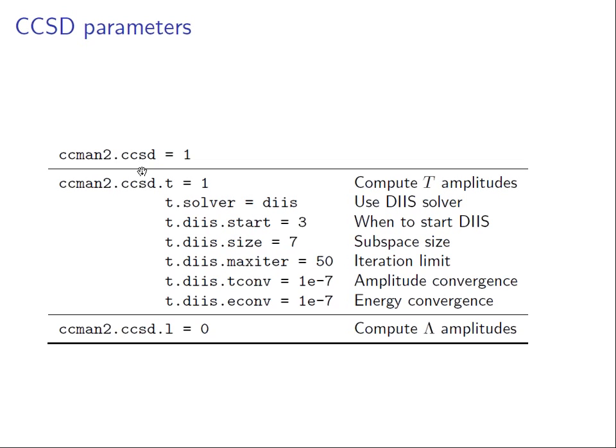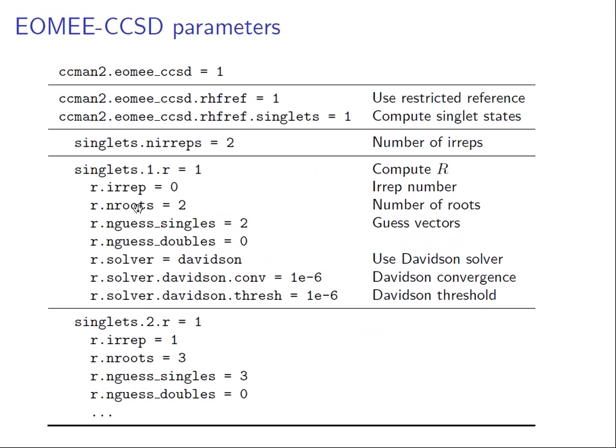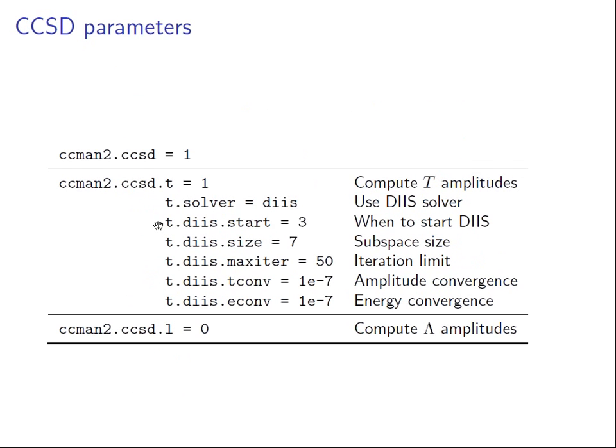One computes T amplitudes, another computes lambda amplitudes. There's another module that computes the parenthesis T correction, and so on. In this particular example, we have a 1 for T, so we ask for the module to compute the T amplitudes. And then we specify some parameters. The solver, we want to use DIIS. Then some parameters of the DIIS procedure, how we want to work with the subspace, how many iterations, and what our convergence criteria are.